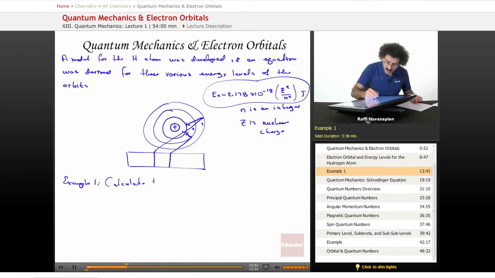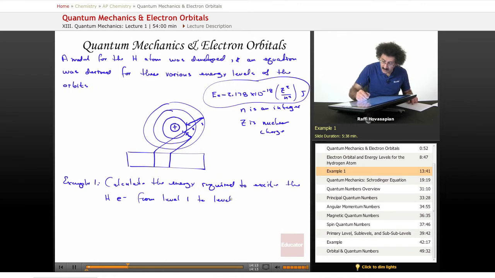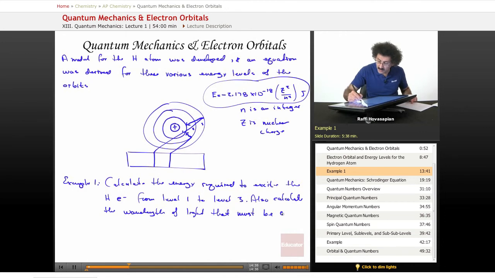Calculate the energy required to excite the hydrogen electron from level 1 to level 3, and also calculate the wavelength of light that must be absorbed to effect this excitation.